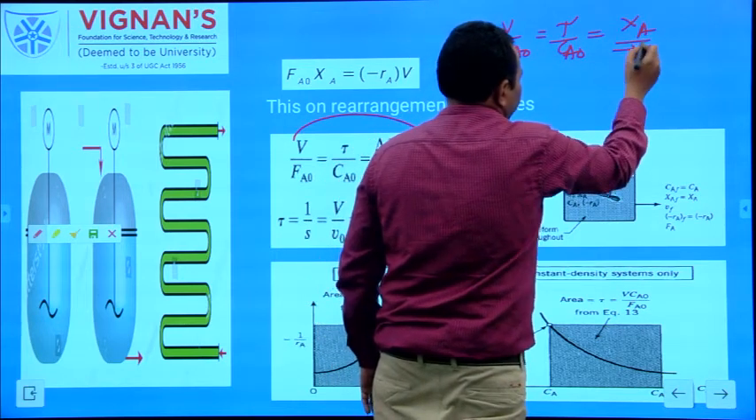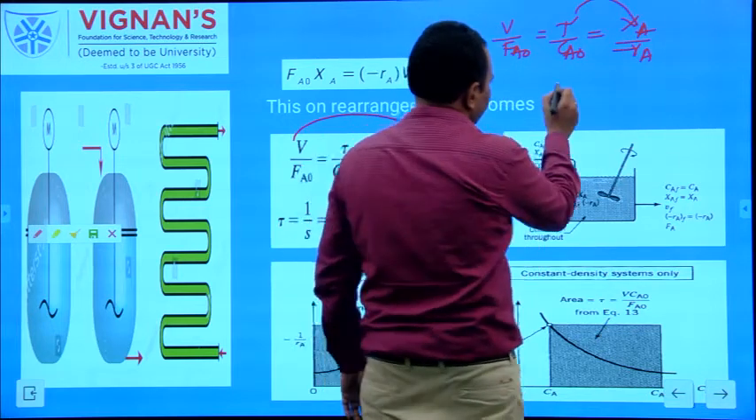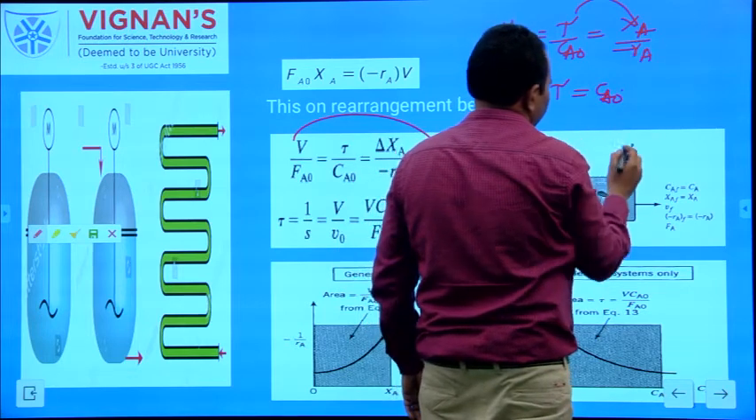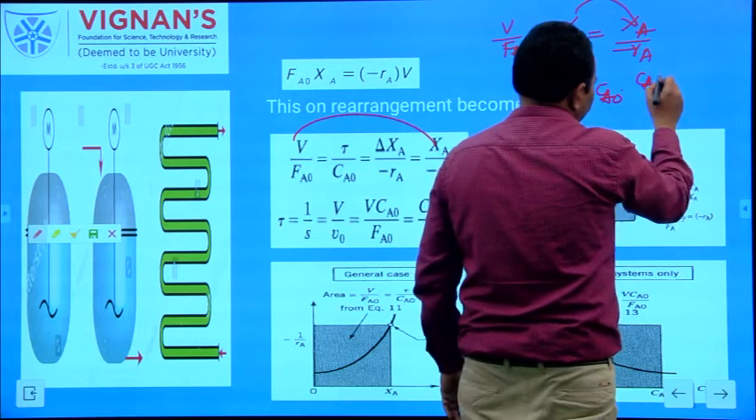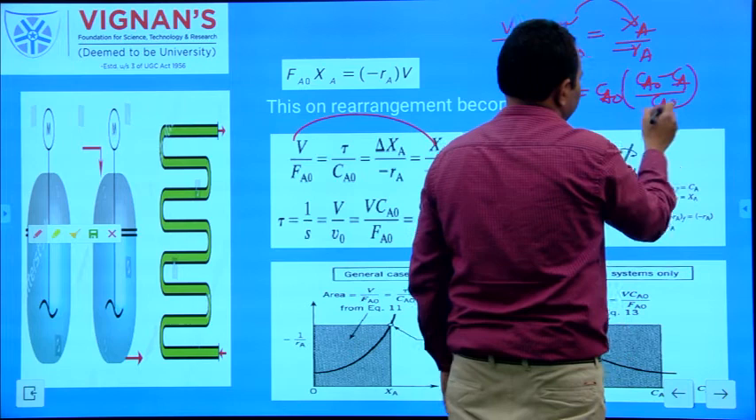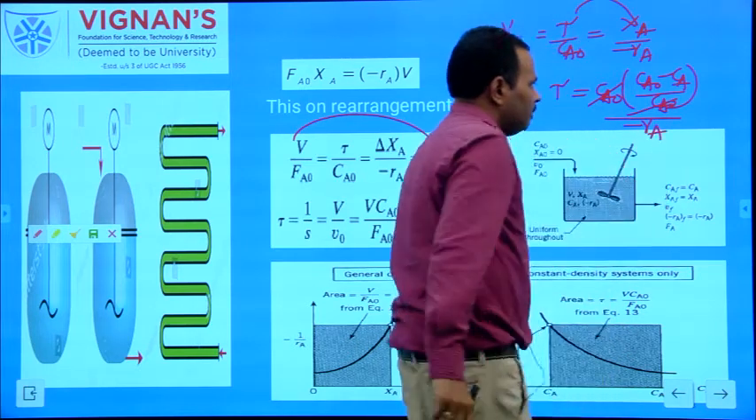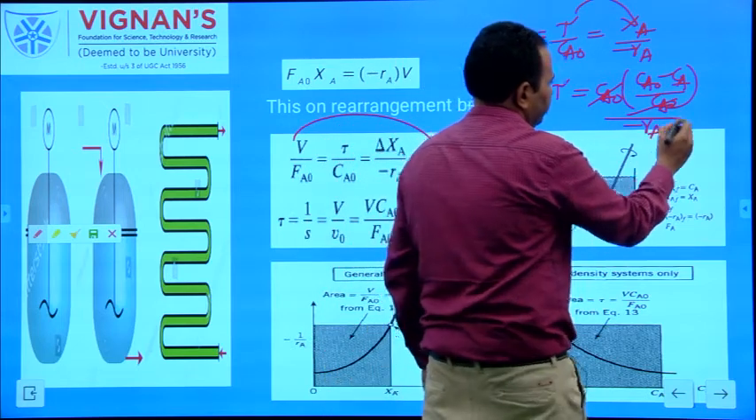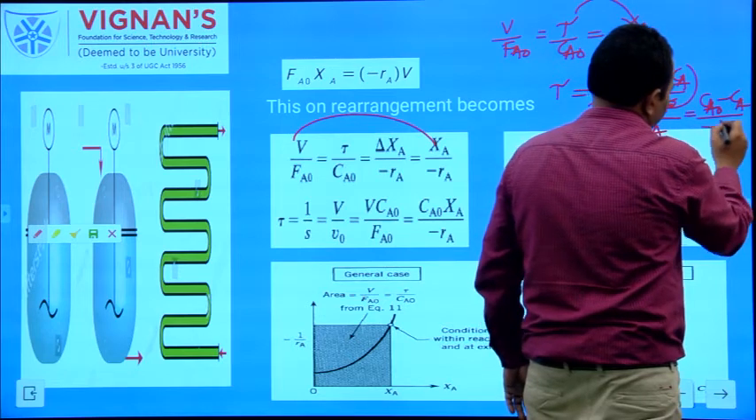XA by minus RA. Now take these two terms. From this one you can write tau is equal to CA naught into XA. From the conversion definition you can write this as CA naught minus CA by CA naught. CA naught becomes cancelled, divided by minus RA. So finally you get tau as CA naught minus CA by minus RA.